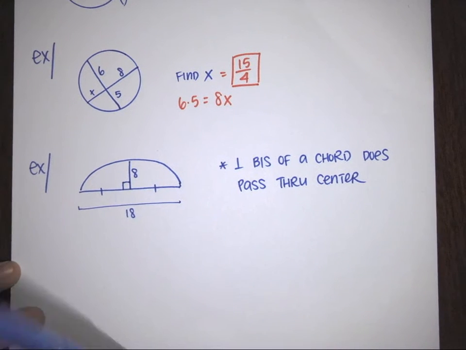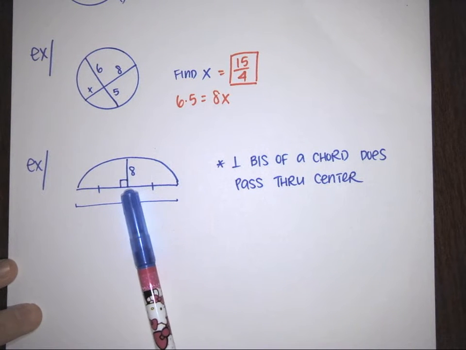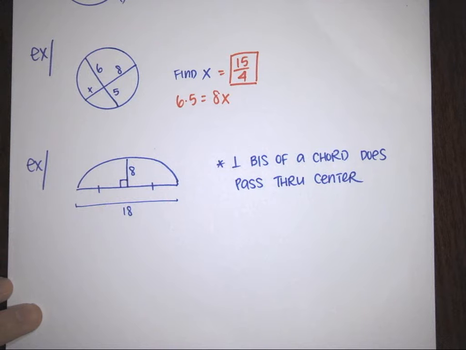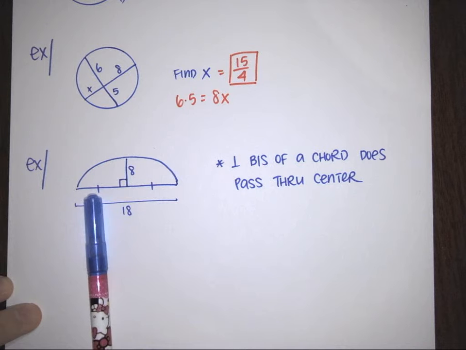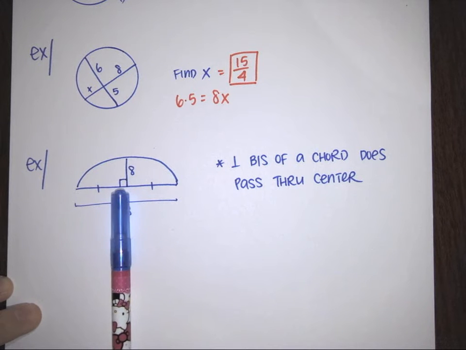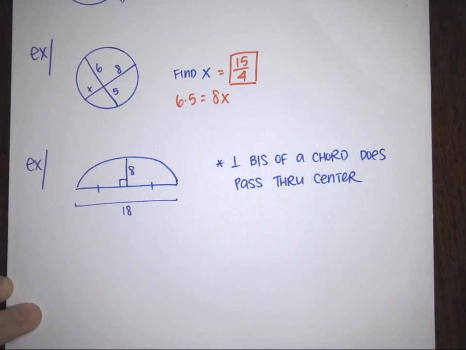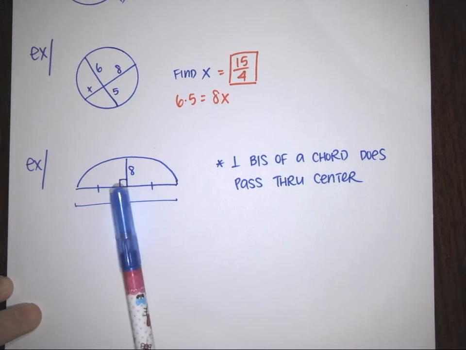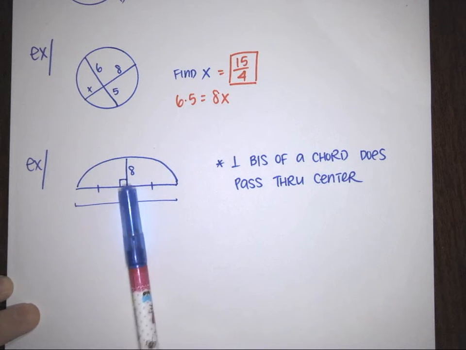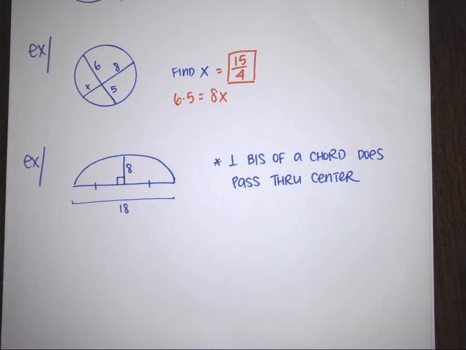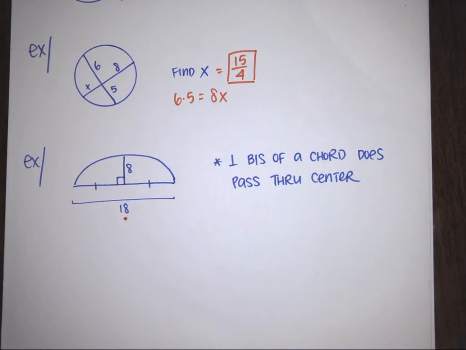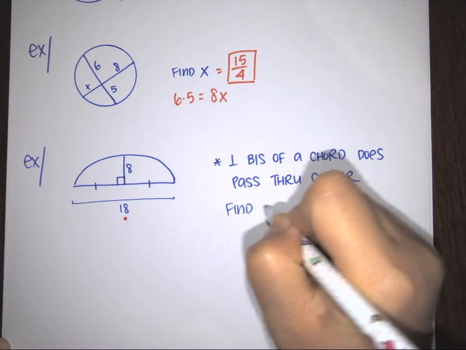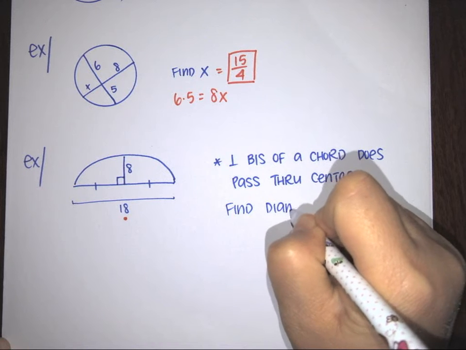Now the question is, is this the center of the circle? Or is there a way to know? It is not the center of the circle, because if this is bisected, this is 9 and 9. If this were the center, then these would all be radii, and all the radii have to be congruent. So since they're not, this is not the center. So that means the center is somewhere, let's say somewhere down here. Okay, so we're going to try to find the diameter.